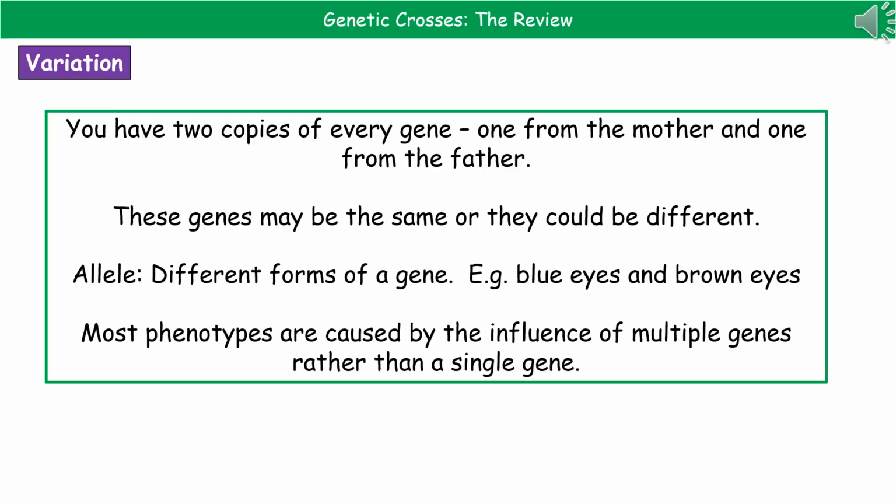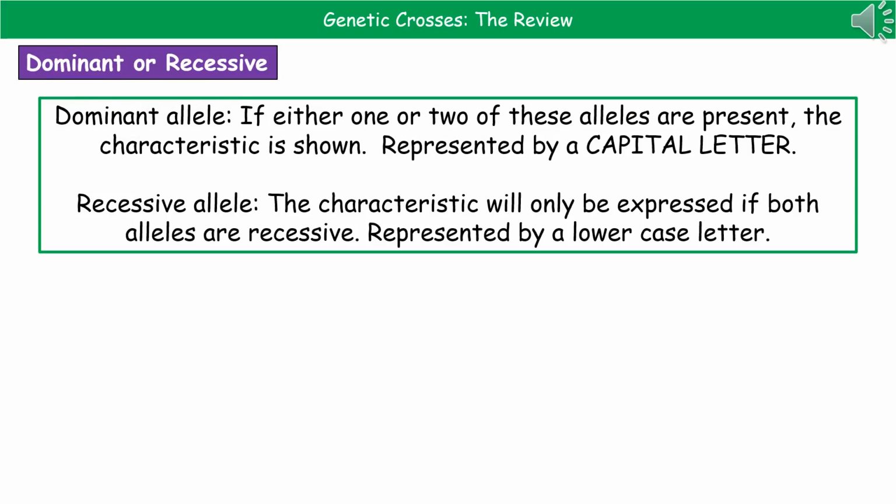And what we actually find is that when we're looking at the actual phenotype, the thing you see, then they're caused by the influence of multiple genes rather than just one single gene. So when I'm sitting here telling you that you just have a blue eye and a brown eye allele, it's not quite that simple, but for GCSE, luckily, you can get away with it. The next two terms we need to know are dominant and recessive. So a dominant allele is one where we would show that particular trait if either one or two of the alleles were present. So this is dominant, it's the overpowering characteristic if you like.